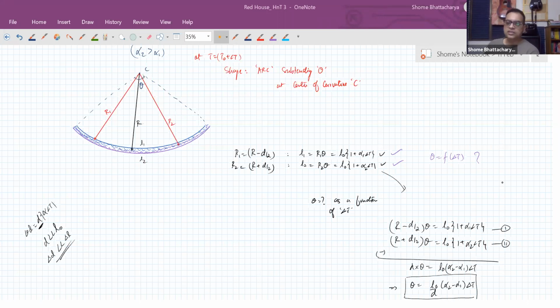Whereas instead of thin strips of metal, if we had used solid blocks of metal, then this L naught by D would not have been a very large number. Then the angle theta would have been so small that we would have hardly noticed that it's bent.